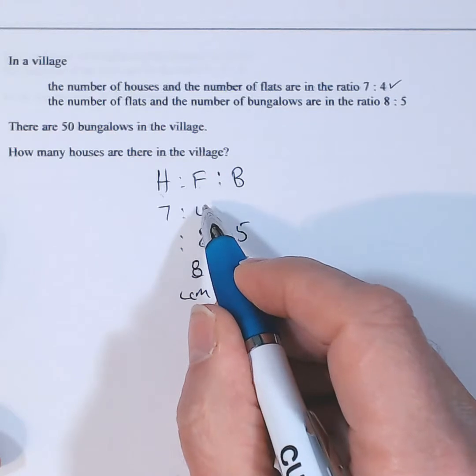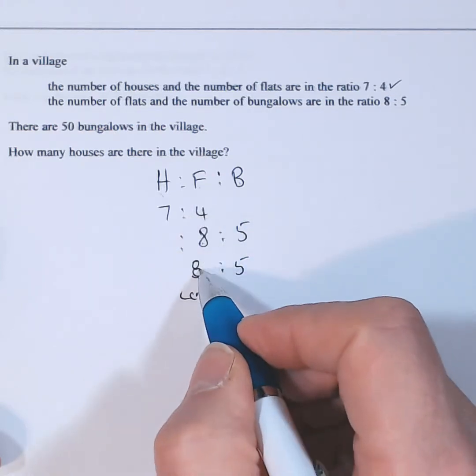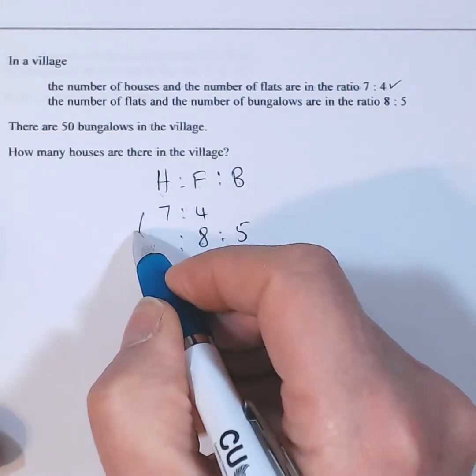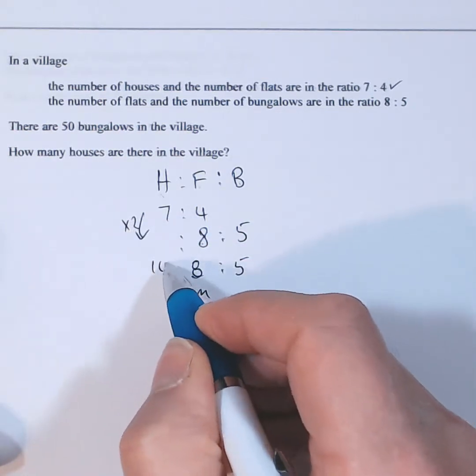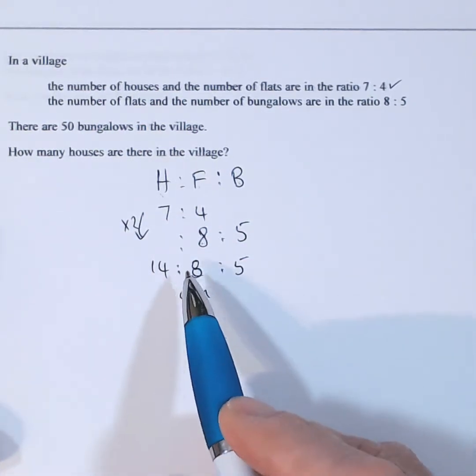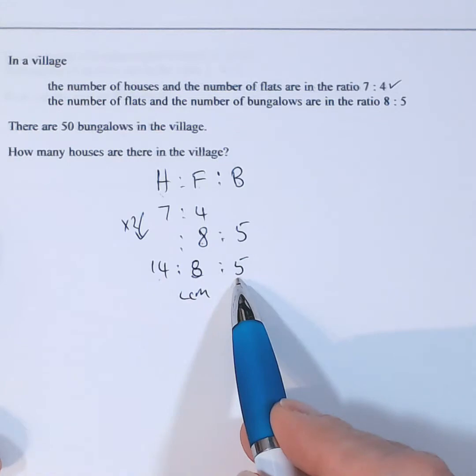But we know what happens with 4 of those. We want to make 8 of them, so we've got to double it. So that means we've got to double up that one. So 14. So we now know that for every 14 houses there was 5 bungalows.